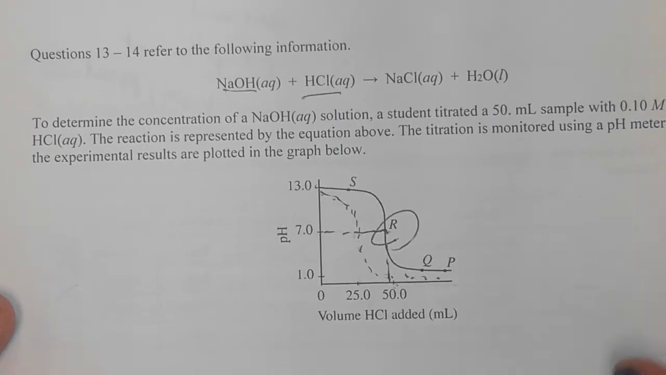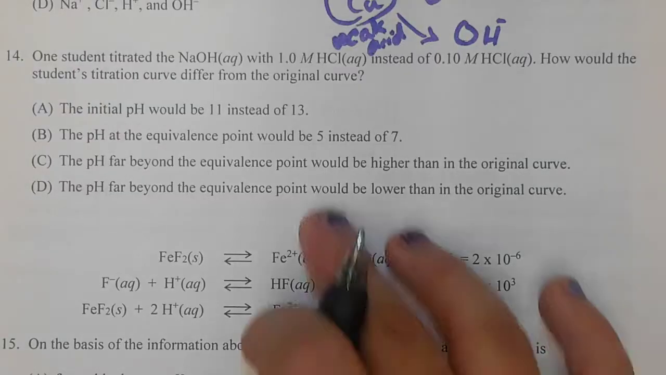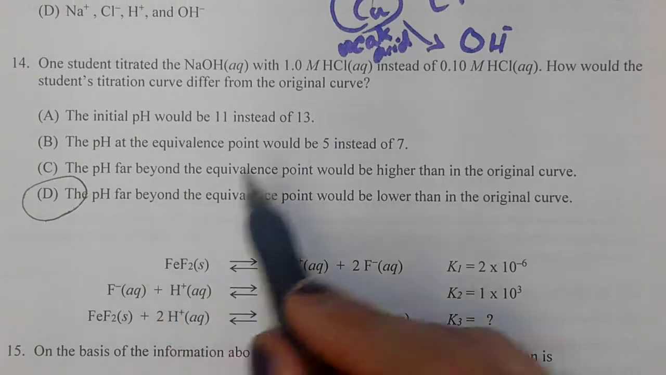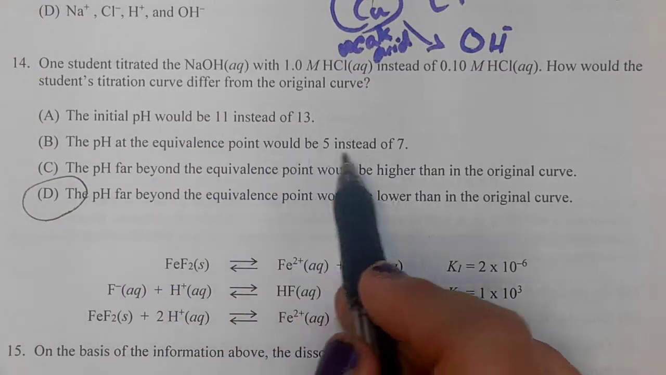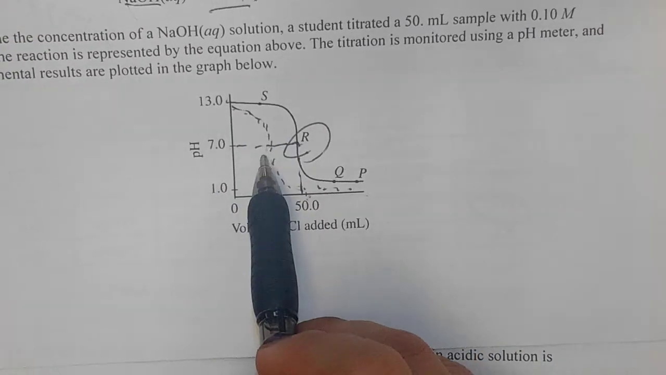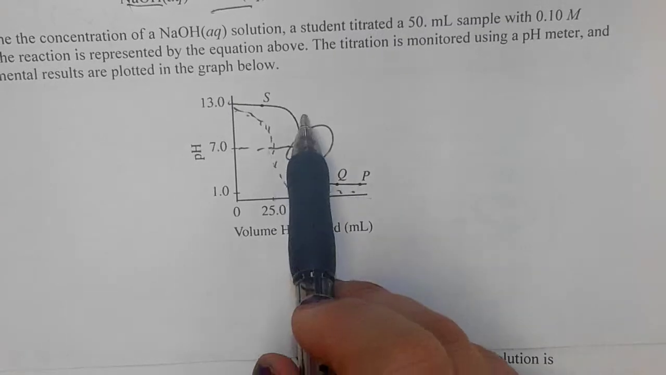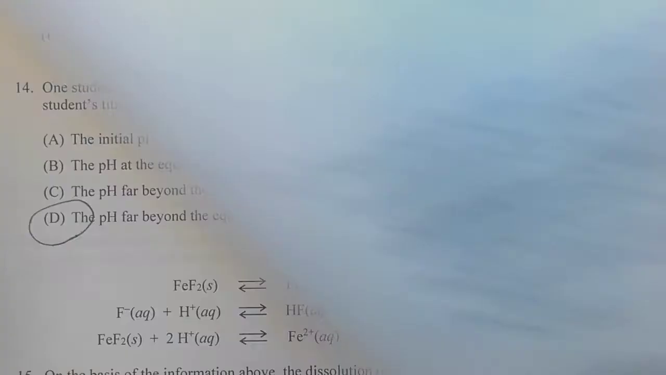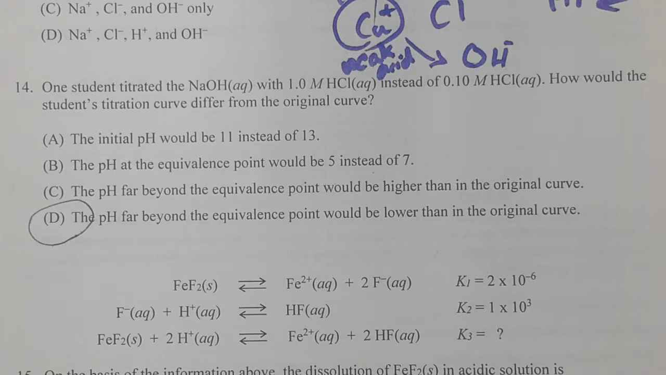So that graph matches which one of them? This matches D, right? Because B is wrong, since your equivalence point pH wouldn't change, but your starting pH would be a little below what it used to be. Look at the curve. It's going to be underneath that curve, right? Yeah, so the equivalence point is still going to be 7.